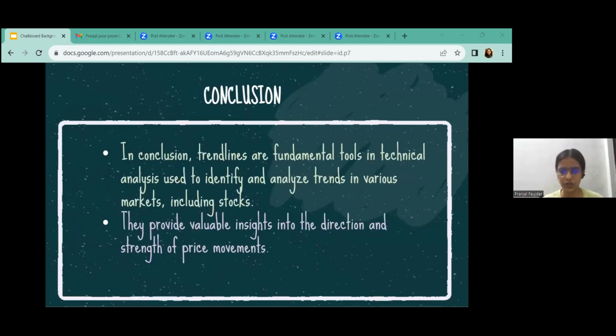Next is the conclusion. In summary, trend lines are essential tools in stock trading that provide a visual representation of price trends. Traders should be aware of their limitations and use them with other technical analysis tools and risk management strategies. However, it is important to consider their characteristics, limitations, and how they are incorporated in trading strategies.